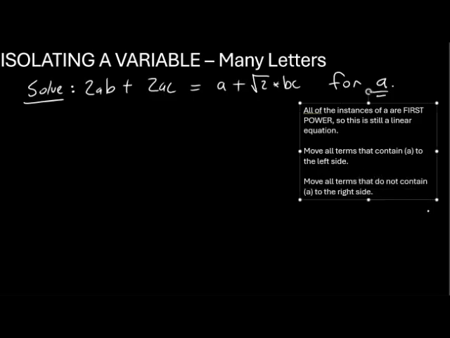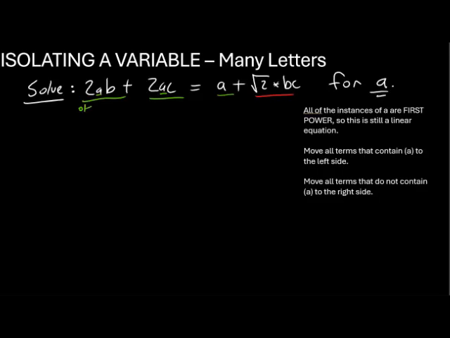Now let's look at our equation and find terms that contain a. The first term, 2ab, does contain a. 2ac also contains a. And then we have a single a on the right side. And then square root 2bc does not contain a. Let's move all terms that contain a to the left side.